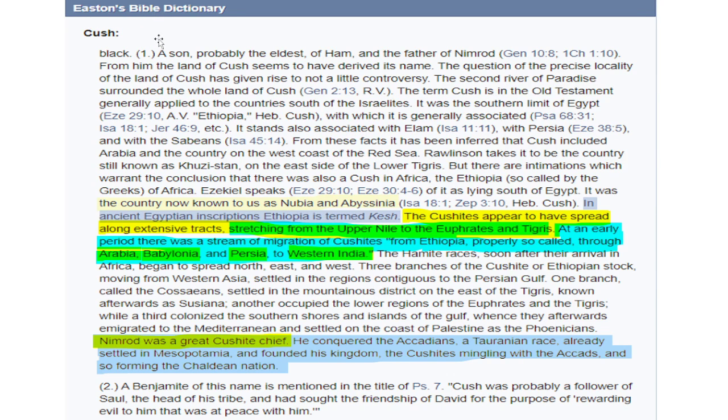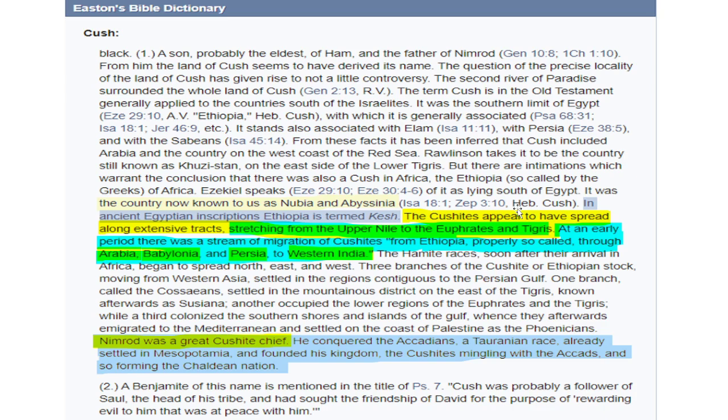This is the Eastern Bible Dictionary. It says Cush, black. We're going to go down to here. "In the country now known to us as Nubia and Abyssinia. In ancient Egyptian inscriptions, Ethiopia is termed Kesh, the Cushites." Now check this out. This is very important.